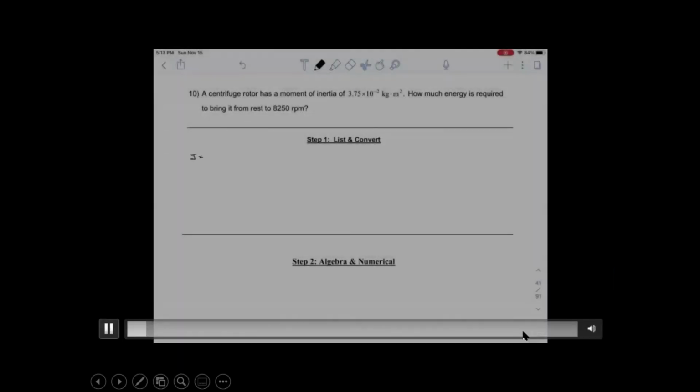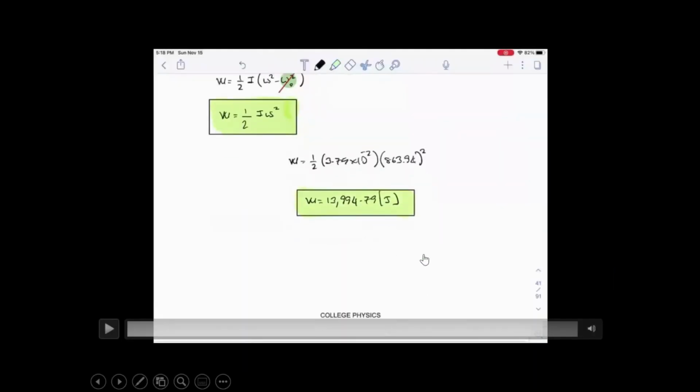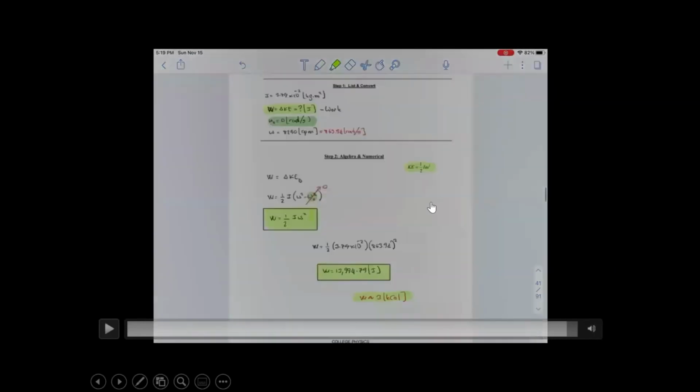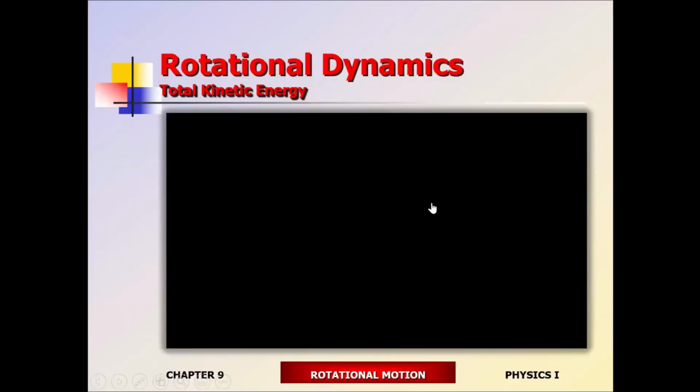All right, so plug the numbers in, and we are done. It's going to give you a number in terms of joules. I prefer to express it in terms of calories, so it's going to be 3 calories of work that needs to get done.